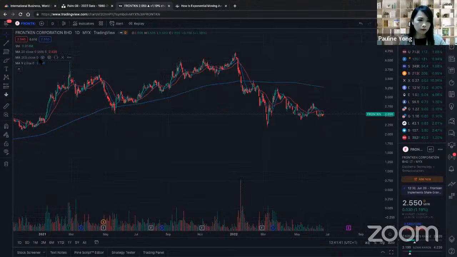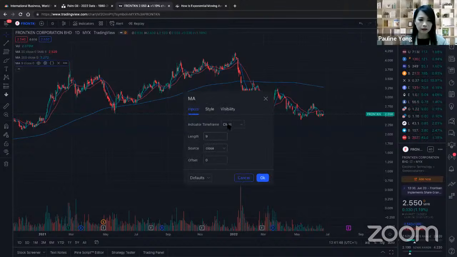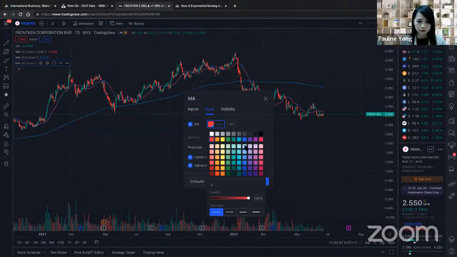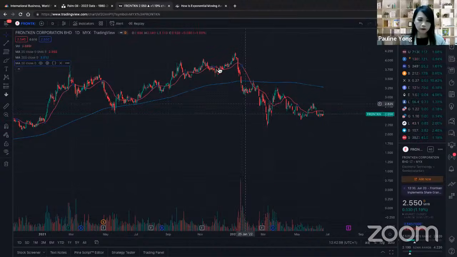The default moving average is 9. You can click here and you can see that there is a setting. You just click the setting and you change the 9 to whatever you want. In this case, my favorite is 20 and 200. So I just type 20 and then I change the color to red, and that's it. This red one will be my 20-day moving average. And there's a green one. This green one will be the 200-day moving average.